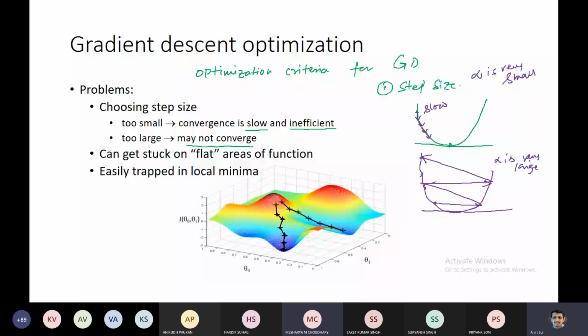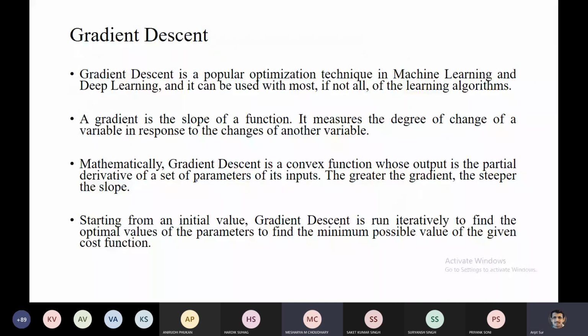So we have to take alpha carefully. Another thing is that it can get stuck on a flat area of the function, and it is easily trapped in a local minimum. These are some problems with gradient descent that I mentioned. Gradient descent is a popular optimization technique in machine learning, as you all know, and it can be used with most, if not all, machine learning algorithms. It is very popular.